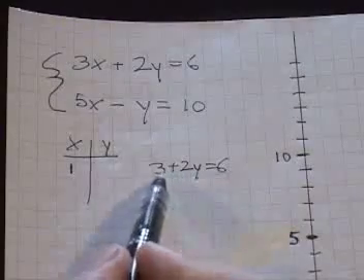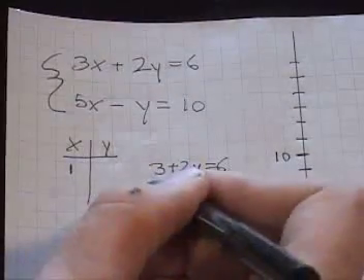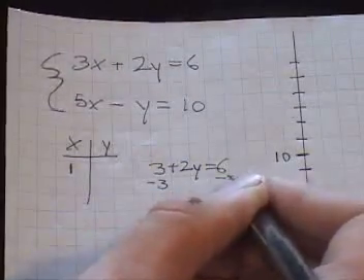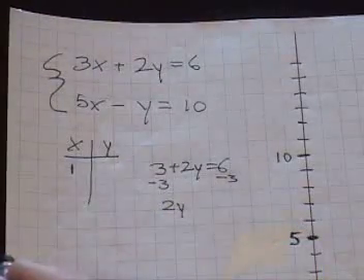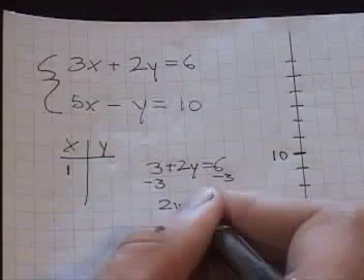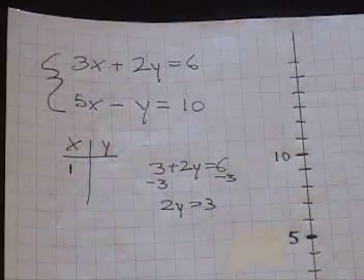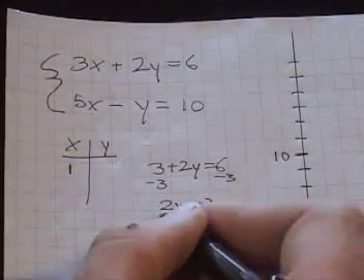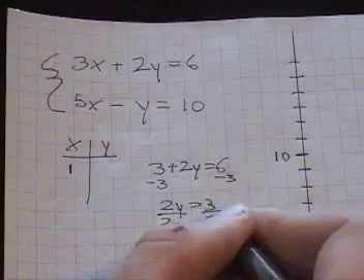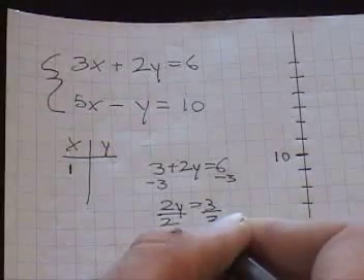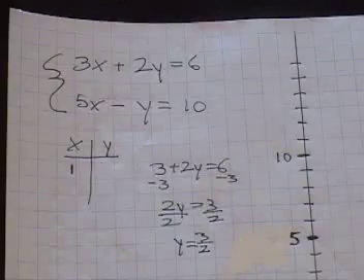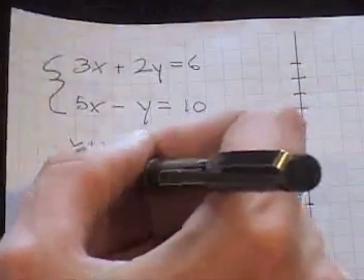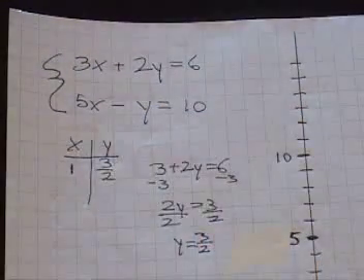Let's go ahead and isolate this, move the 3 over, subtract 3 from both sides, so this just becomes 2y equals 3, and then divide each side by 2, and y is 3 over 2. So we know that one. So let's look at another point.